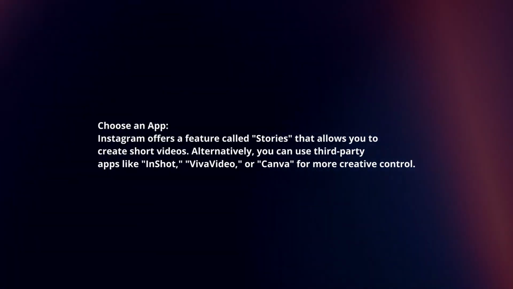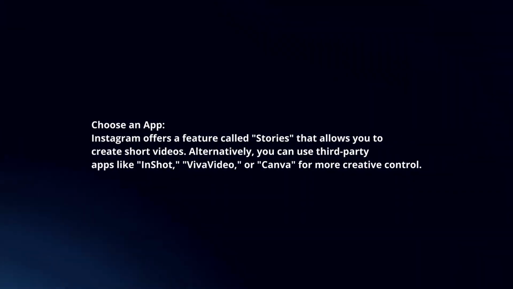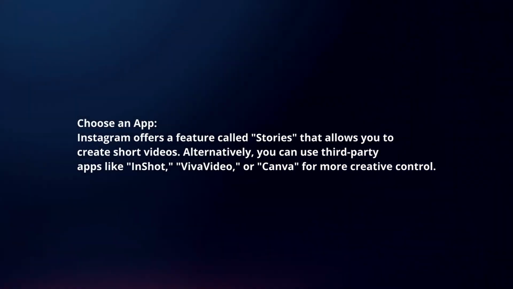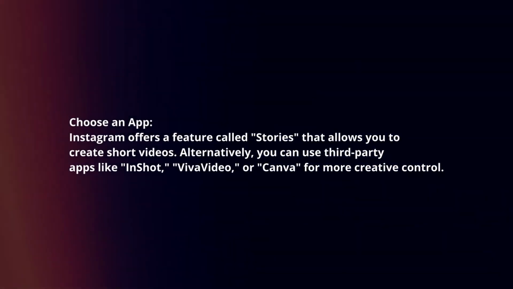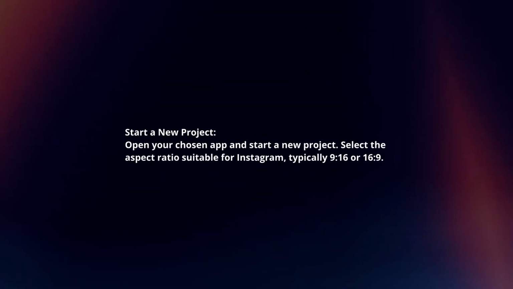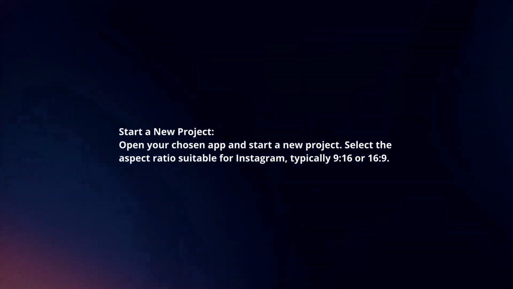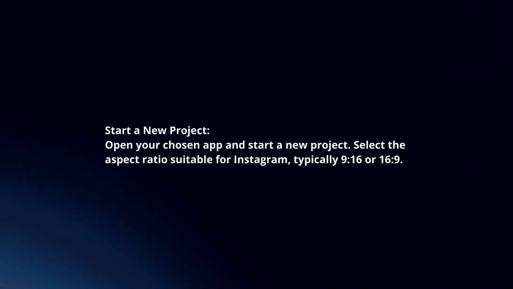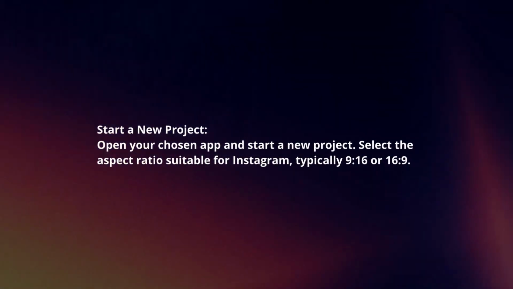Choose an app. Instagram offers a feature called Stories that allows you to create short videos. Alternatively, you can use third-party apps like InShot, Viva Video, or Canva for more creative control. Start a new project. Open your chosen app and start a new project. Select the aspect ratio suitable for Instagram, typically 9:16 or 16:9.